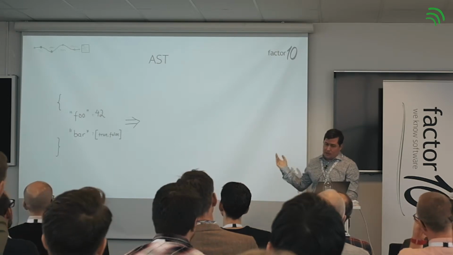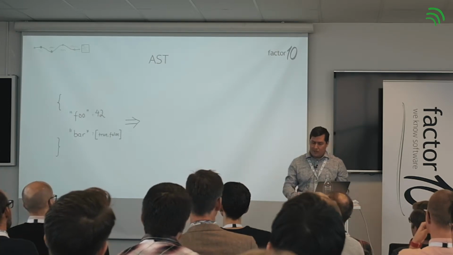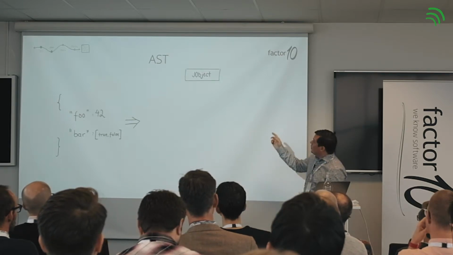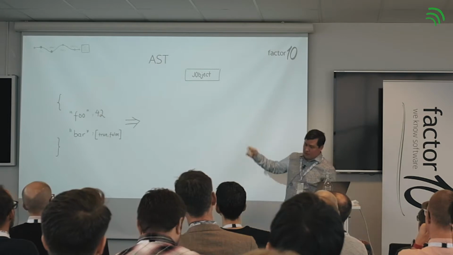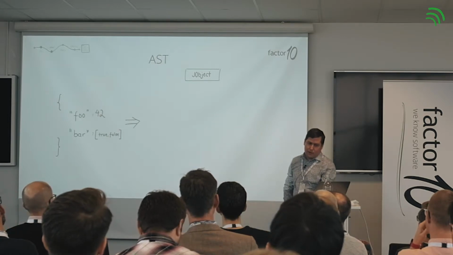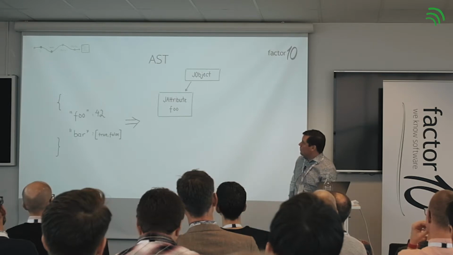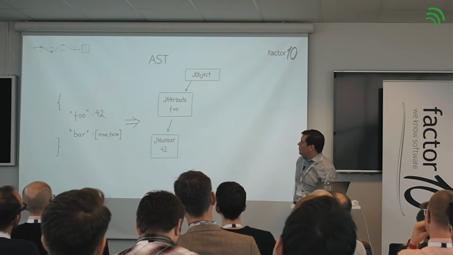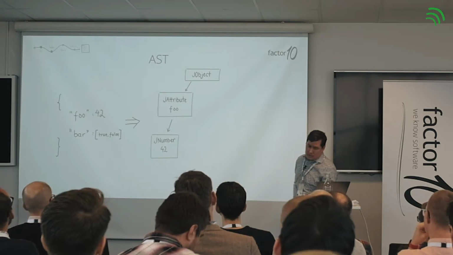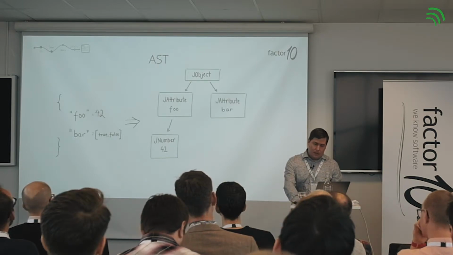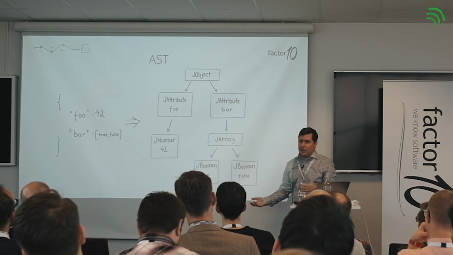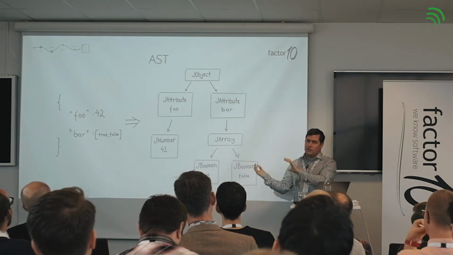So on the left we have another JSON structure, slightly more complicated, but not specifically complicated. And then you have a JSON object, which is determined by the curlies. You have an attribute with name foo with a value of 42, and then you have an attribute bar which contains an array which contains 2 Boolean values. So this is known as a syntax tree.